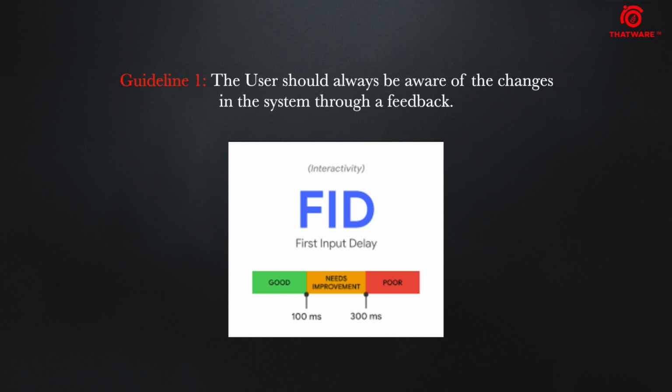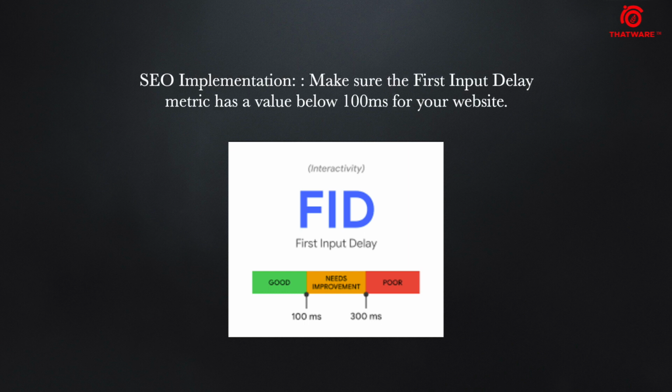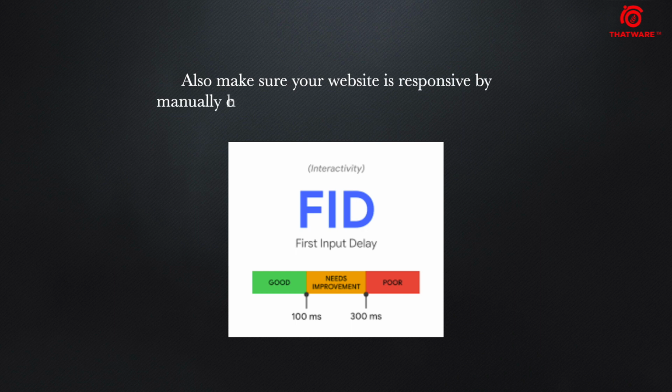Guideline number 1, the user should always be aware of the changes in the system through feedback. The SEO implementation is to make sure the first input delay metric has a value below 100 milliseconds for your websites. Always make sure your website is responsive by manually checking all the buttons and the moving elements. The reason this is important is that it really improves the interactivity for a user if the first input delay really lowers within the first 100 milliseconds of the time frame.